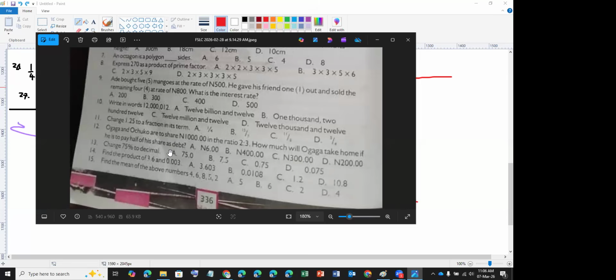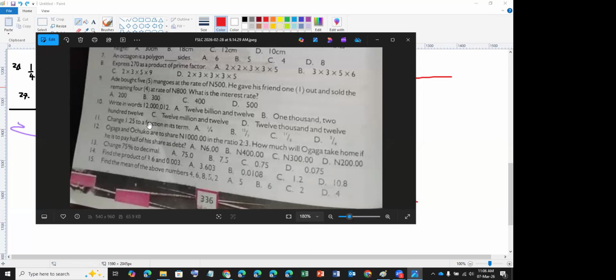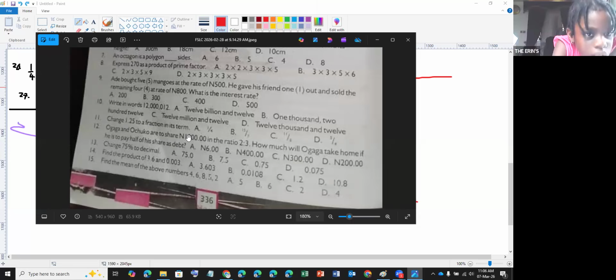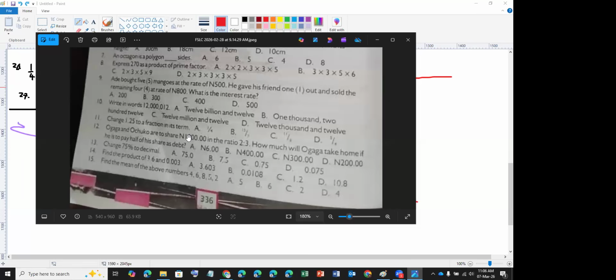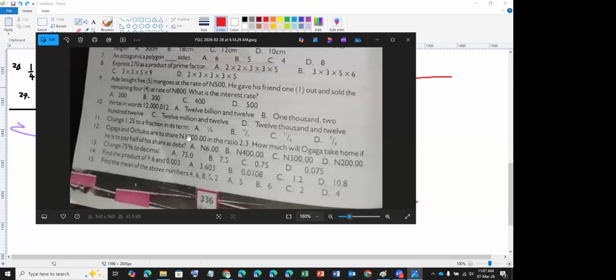It was number 12. No. Look at number 11 now. You cannot tell me you forgot number 11. Change 1.25 to a fraction in its lowest term. How will you forget that kind of question? I remember change 75% to decimal. You changed 75 to decimal. Yes, sir. That's what we did.